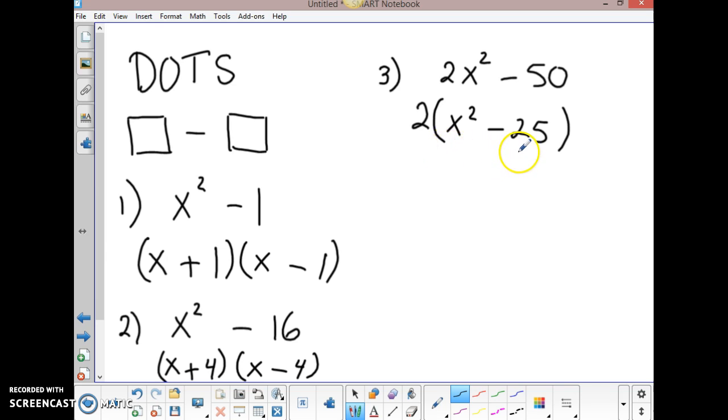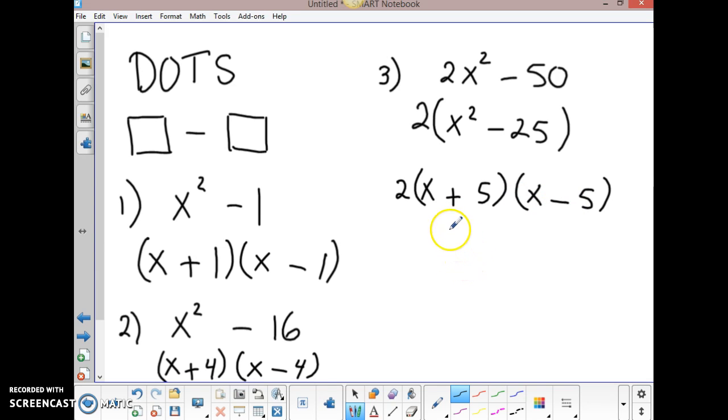Notice that x squared minus 25 is actually a difference of 2 squares. So we should continue and factor this part using DOTS by opening 2 sets of parentheses. We break the x squared into an x and an x, and the 25 is a 5 times 5, and we can put a plus and a minus here, and this way we have actually used 2 techniques to factor this problem.